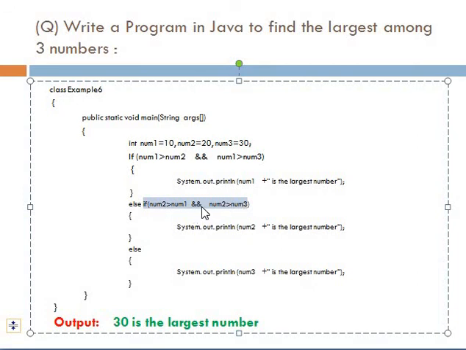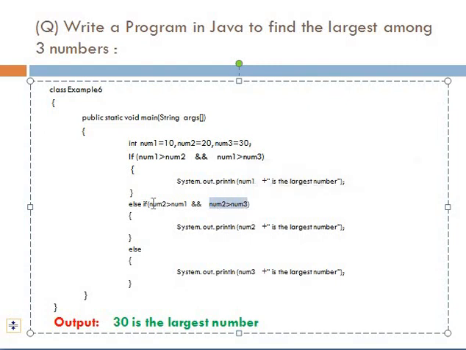Now in this test condition, here double ampersand denotes the AND operator, and this symbol denotes the greater than operator, which is a relational operator. Now this AND operator is going to join both these relational expressions, that is num2 greater than num1 and num2 greater than num3.